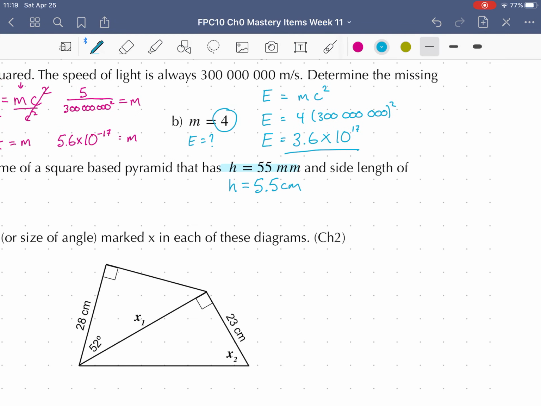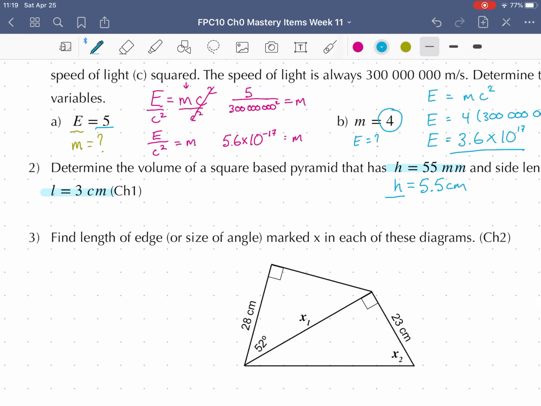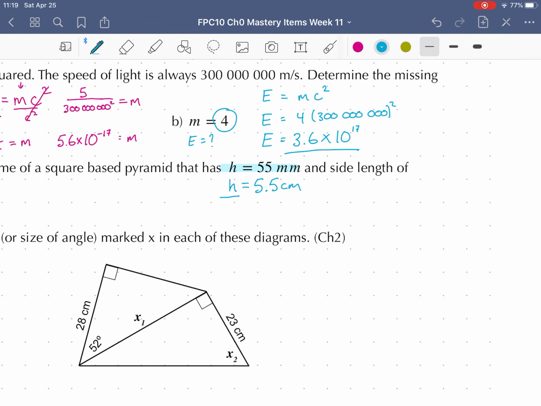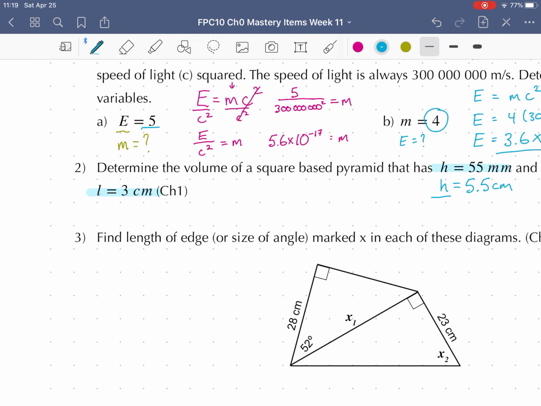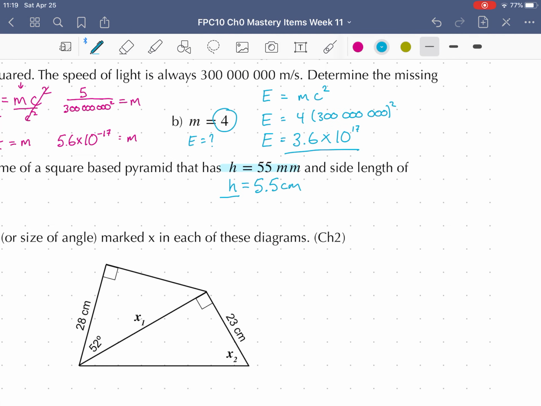All right, now, I don't need to draw this out because I know that I have my perpendicular height, which is important, and I have my side length, and it's a square-based pyramid. So the bottom is a square, so all the lengths are 3 centimeters. So I'm just going to start working with my formula.